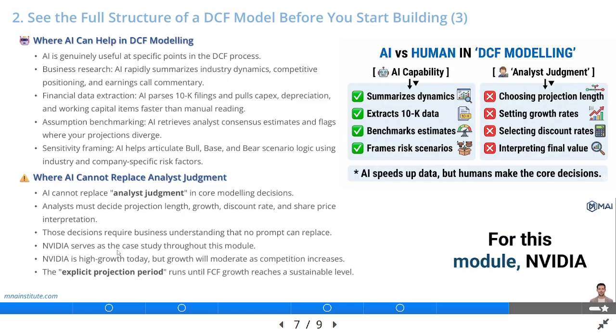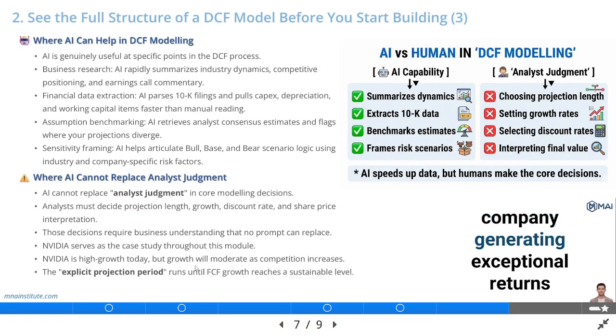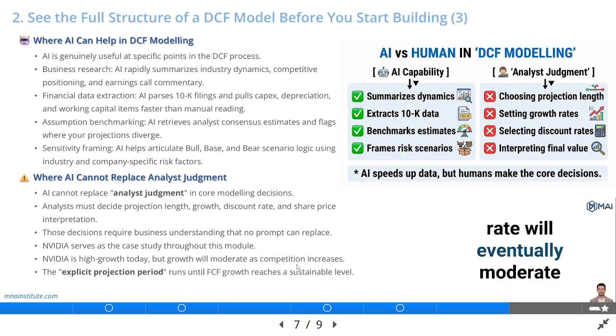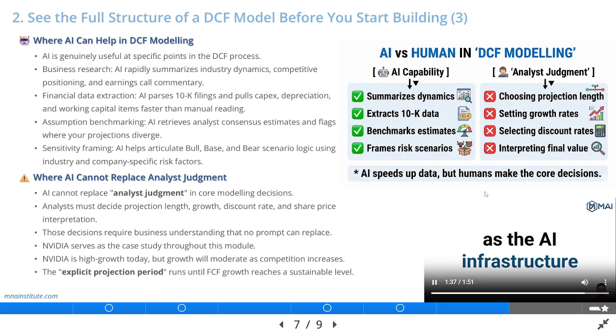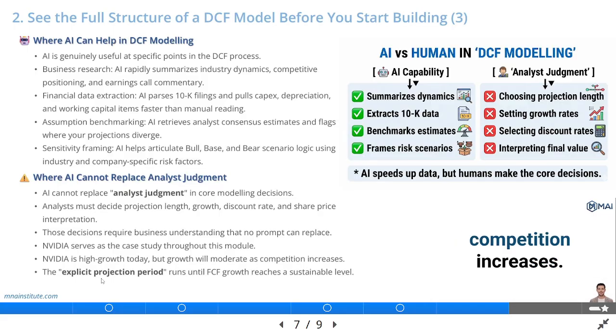For this module, NVIDIA serves as the case study throughout. NVIDIA is a high-growth company generating exceptional returns today, but its growth rate will eventually moderate as the AI infrastructure build-out cycle matures and competition increases. The explicit projection period covers the years between current high growth and the point at which free cash flow growth converges toward a long-run sustainable level.